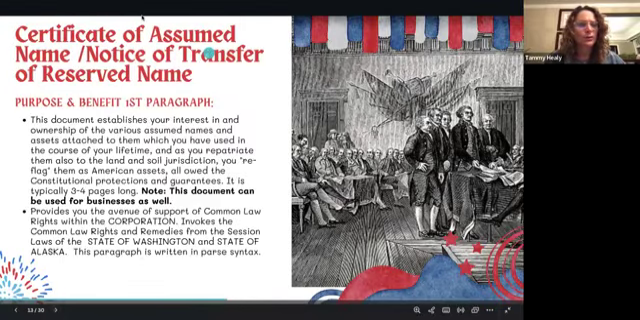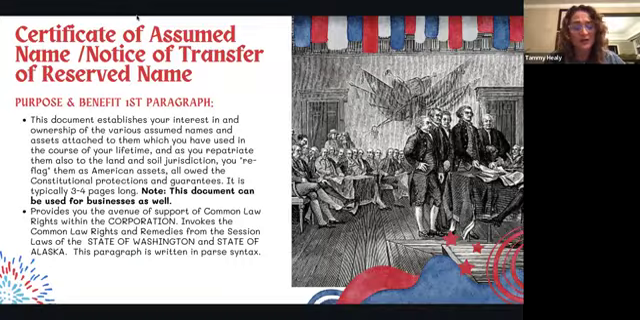All right. So purpose and benefit in the first paragraph. This document establishes your interest in and ownership of the various assumed names and assets attached to them, which you have used in the course of your lifetime. And as you repatriate them also to the land and soil jurisdiction, you reflag them as American assets, all owed the constitutional protections and guarantees. It is typically 3 to 4 pages long.